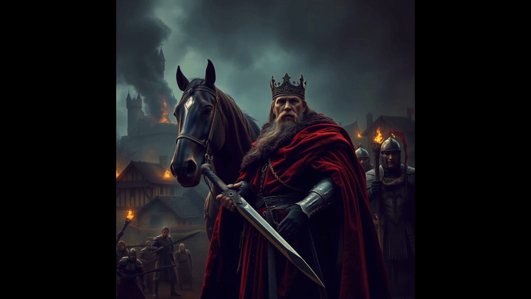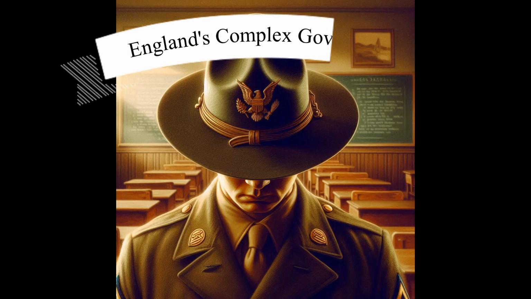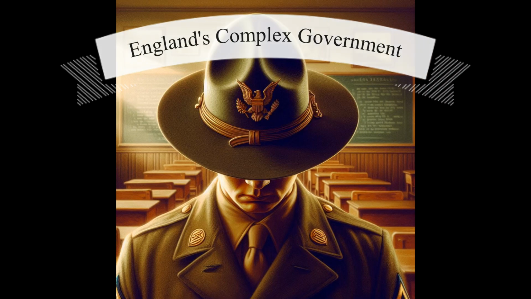Through foreign judges, the erasure of English language and law, the theft of land, and sheer brutality, William ruled not as a just king, but as a ruthless conqueror who crushed the English beneath his boot. England's complex system of government.